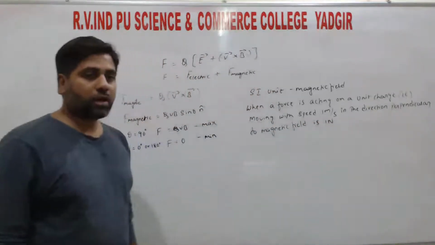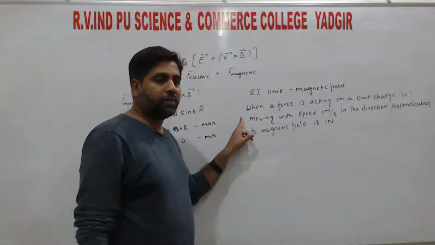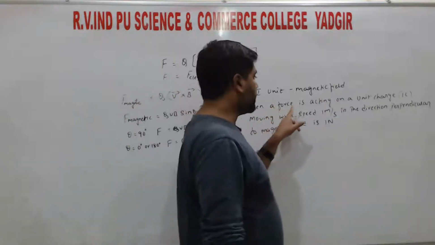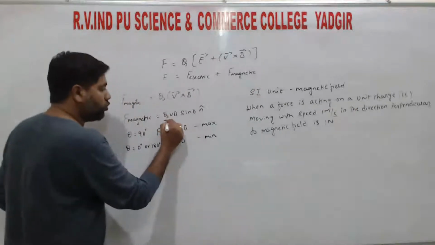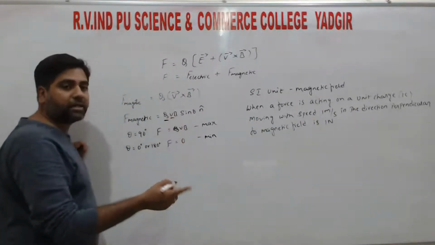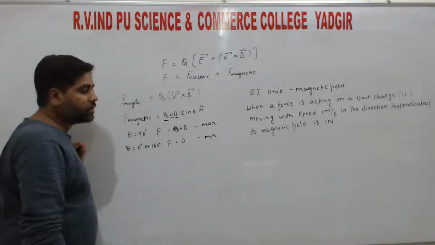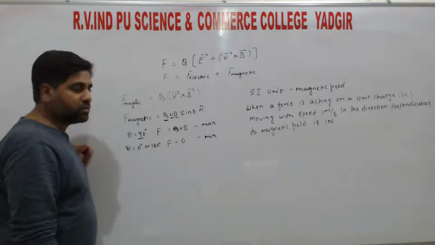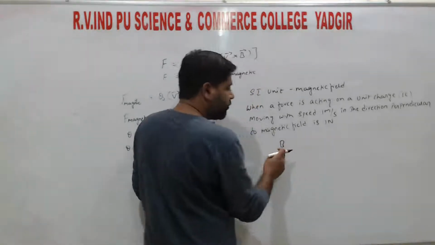So this gives the magnitude of the magnetic field. The magnitude of the magnetic field is 1 unit when the force is acting on a unit charge. That means the charge value is 1 coulomb, it is moving with a speed of 1 meter per second, and it is perpendicular to the direction of the magnetic field, right? Perpendicular to the direction of the magnetic field means theta is 90 degrees, right? From this equation we need to find the unit of the magnetic field.